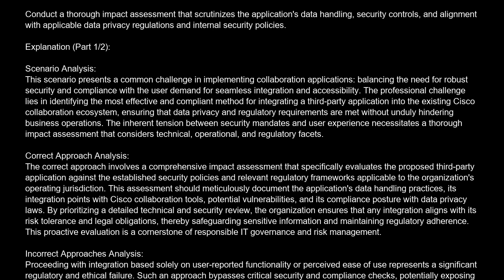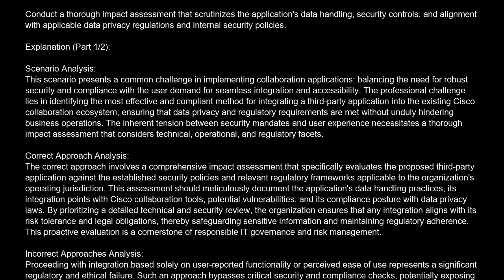This scenario presents a common challenge in implementing collaboration applications, balancing the need for robust security and compliance with the user demand for seamless integration and accessibility. The professional challenge lies in identifying the most effective and compliant method for integrating a third-party application into the existing Cisco collaboration ecosystem, ensuring that data privacy and regulatory requirements are met without unduly hindering business operations. The inherent tension between security mandates and user experience necessitates a thorough impact assessment that considers technical, operational, and regulatory facets.